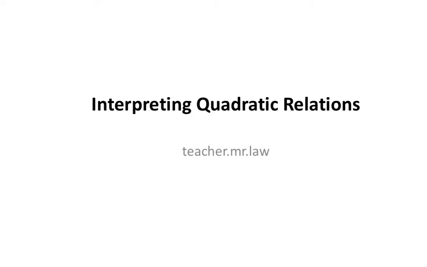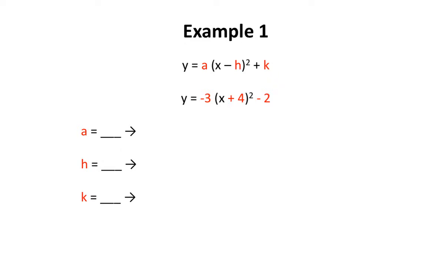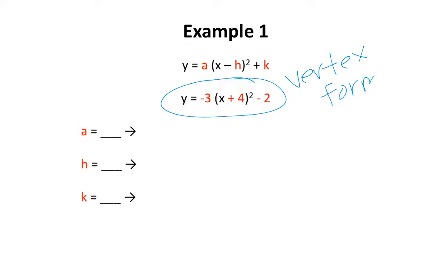In today's lesson, we'll be interpreting quadratic relations. Many of the concepts today will be review, while a few will be new. In my first example, I have a quadratic relation in vertex form. The a value is -3, while the h value is +4, and the k value is -2.